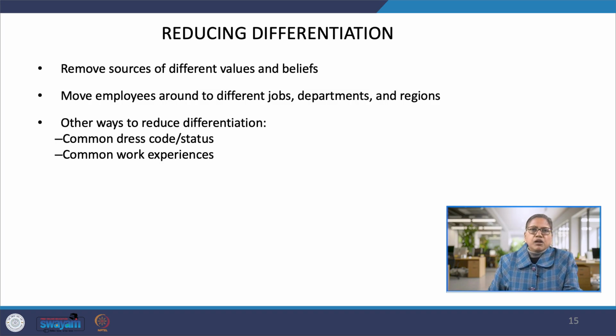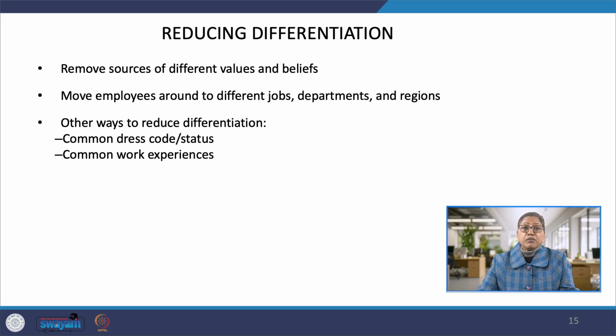In the example we have discussed, every individual has their own values, beliefs, perceptions, and their own objective or goal to achieve. But when they are working under the umbrella of an organization, the organizational goals dominate. At one point of time, it percolates down to the employees' value system and beliefs so that they start working for the organizational goals. So, moving employees around to different jobs, departments, and regions are other ways to reduce differentiation.